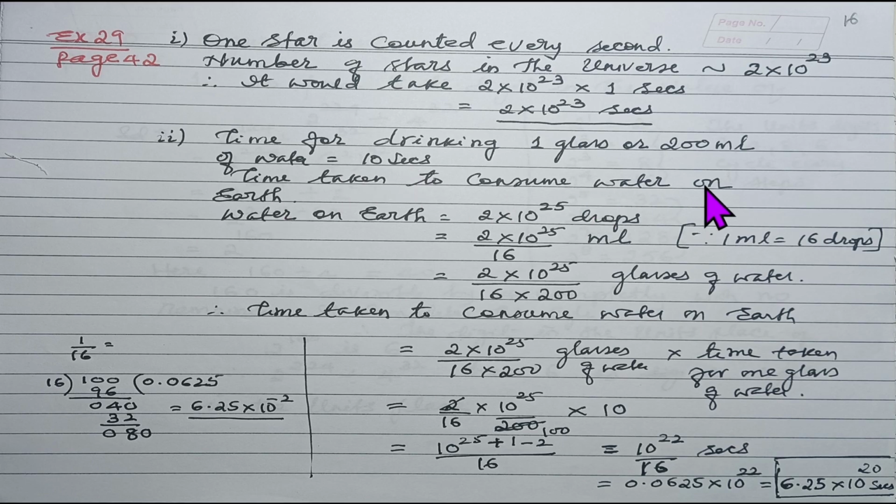The time taken to consume the water on planet Earth, which is approximately 2 into 10 raised to 25 drops, so the 2 into 10 raised to 25 drops have to be divided by 16 first, because 1 milliliter of water is 16 drops. But 200 ml of water makes 1 glass of water. So when I divide by 200, again I get the number of glasses of water. So it is 2 into 10 raised to 25 divided by 16 into 200, so many glasses of water.